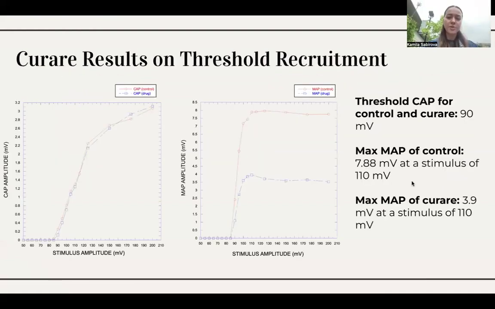Panel A on the left shows the CAP amplitude for both curare and control, and then panel B shows the MAP amplitude. Both control and curare treatment groups reached a CAP threshold at 90 millivolts, and then a max MAP was reached at 110 millivolts across both conditions. For the control, a max MAP was at an amplitude of 7.88 millivolts, while curare had a max MAP at an amplitude of 3.9 millivolts, which was significantly lower than the control group.